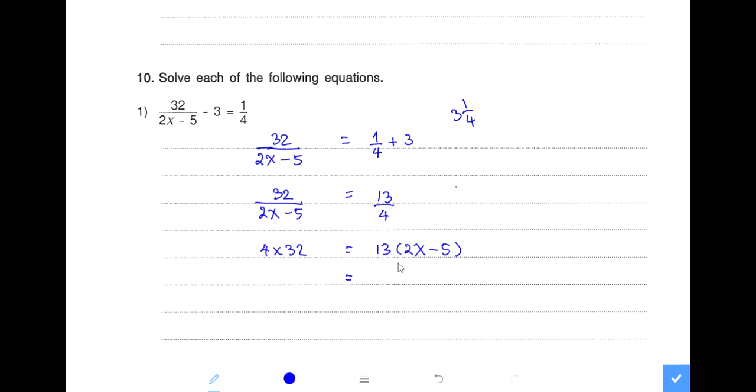Okay, now you have to, oh, this number is so big, right? This number is so big. Okay, so let's multiply. 4 times 2 is 8. Okay, 4 times 3 is 12. So you have 128 now.